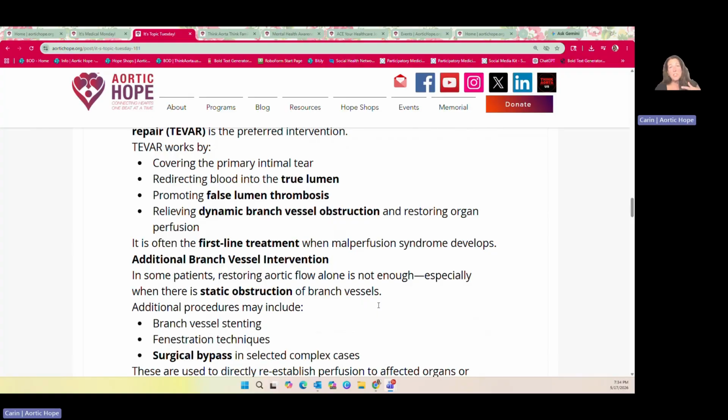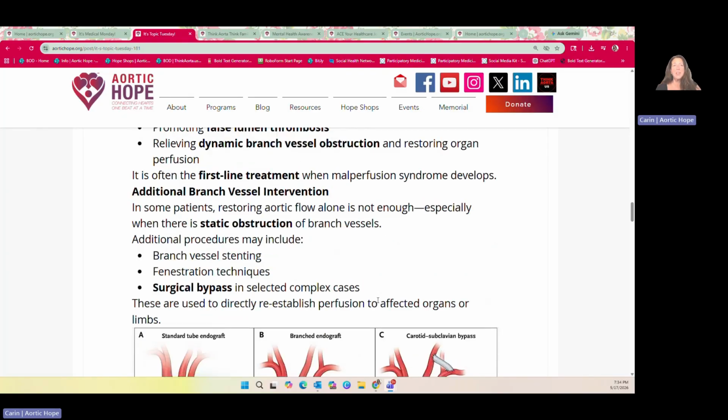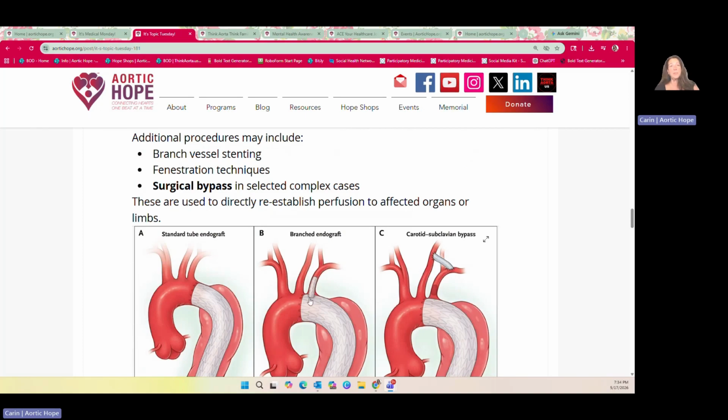So in some patients, restoring that blood flow alone is not necessarily enough, and there could be static obstruction, and that might then require branch vessel stenting, fenestration techniques, and surgical bypass. So this all gets very, very complicated.